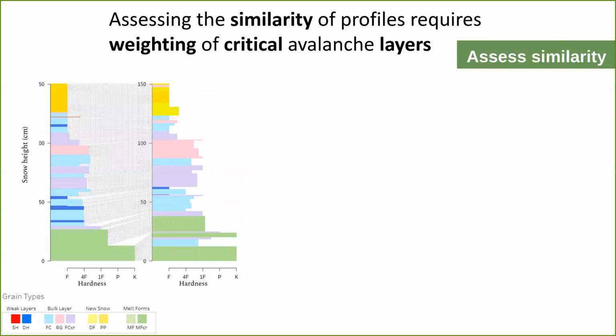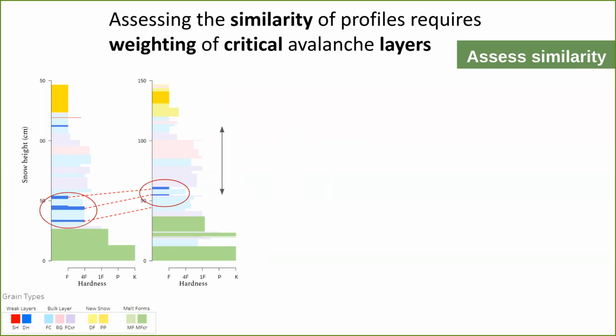Therefore, we added 2 weighting schemes to our similarity measure. One that accounts for important critical avalanche layers, and one that accounts for the relative depth of these critical layers. In this example, it is not crucial whether there are 2 or 3 weak layers in the lower part of the snowpack, but it sure is important that the 2 weak layers closer to the snow surface are missing in the right profile. With these 2 weighting schemes, we aim to make our similarity measure more tangible for avalanche forecasting applications.